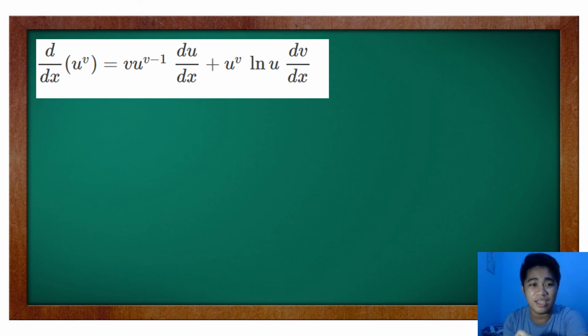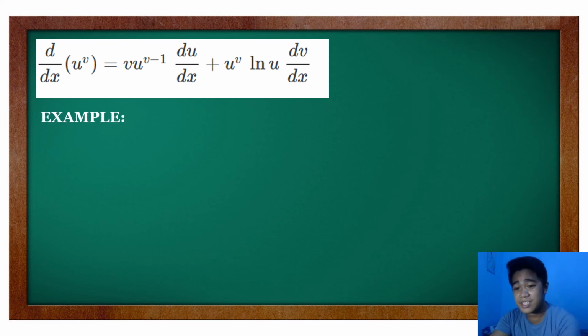Alright, so you have v multiplied by u raised to the power of v minus 1, then d over dx, plus u to the power of v ln of u dv over dx. And again you just have to know first all of this, the u, the v, the du over dx, and the dv over dx, so that later on you will just be substituting all these values.